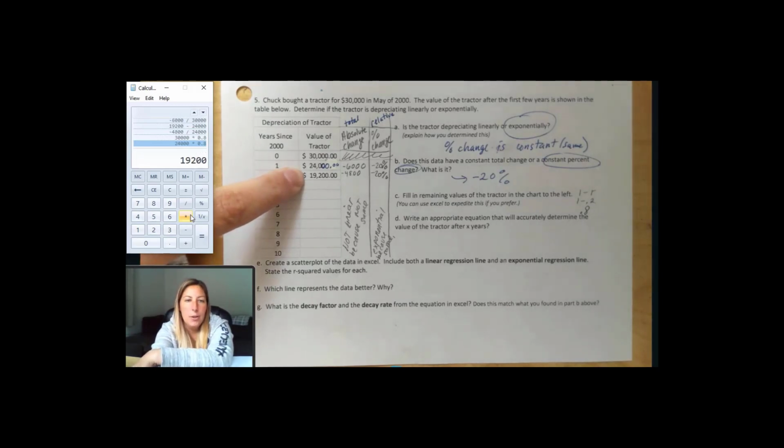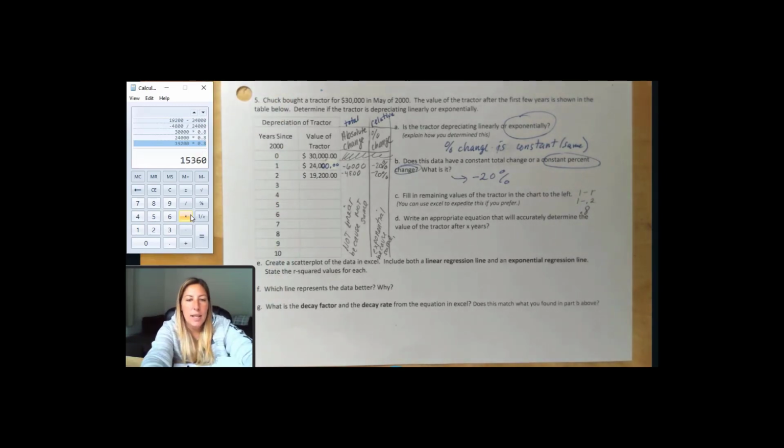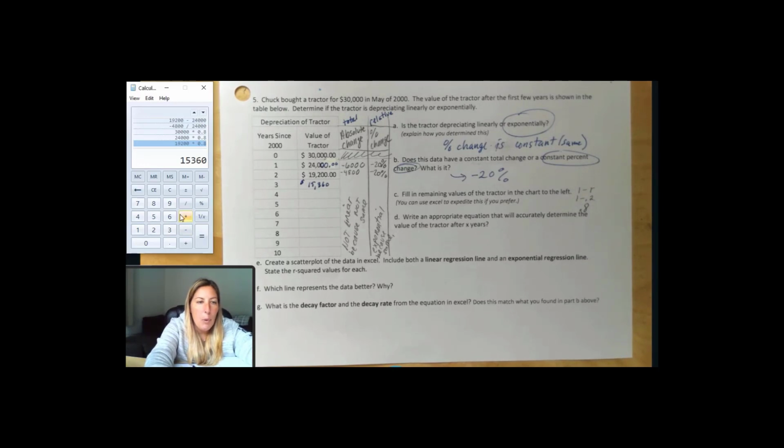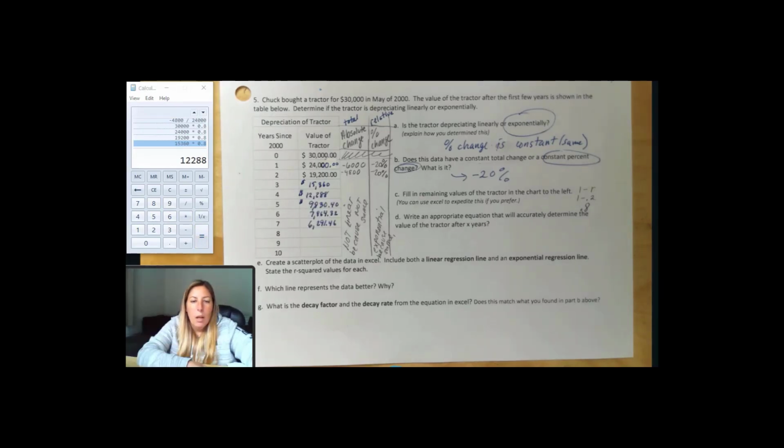I'm going to take that 24,000 and multiply by 0.8, and I should be left with 19,200. Oh, this is cool. I'm going to multiply by 0.8, and I'm going to be left with 15,360. I'm going to multiply by 0.8. I'm going to be left with 12,288. Why don't you go ahead and finish that? And if you get tired like I am of putting it in the calculator and writing it down, it's okay. Down here, you can see that we're going to create a scatter plot of this data in Excel. So save yourself some time and we'll just create a formula in Excel in a minute. Let's go ahead and do letter D first though.